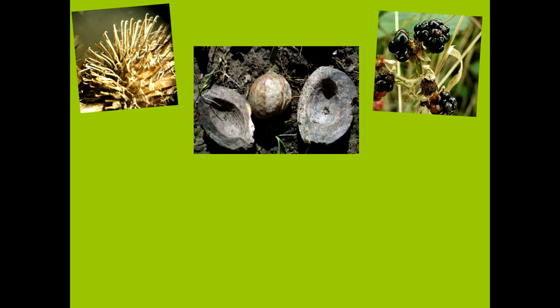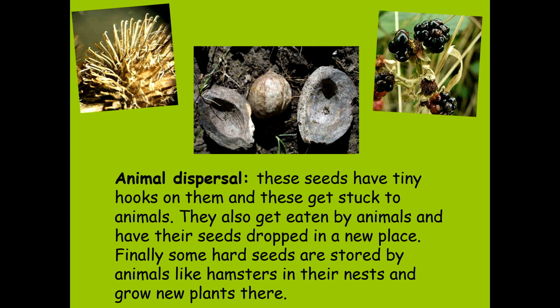Here we have the final 3 different ways. Does anyone remember this name? It's animal dispersal, that's right. These seeds have tiny hooks on them, and these get stuck into animals' fur or feathers. Some get eaten by animals, and they have their seeds dropped in a new place. Some are hard seeds, and they get stored by animals like hamsters, and that's where they grow their new plants.